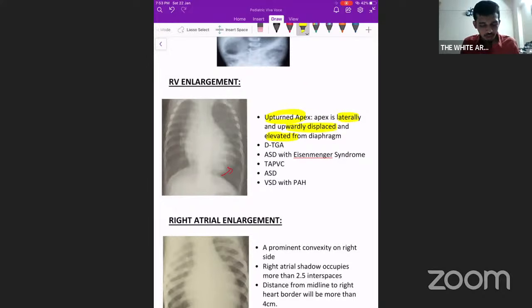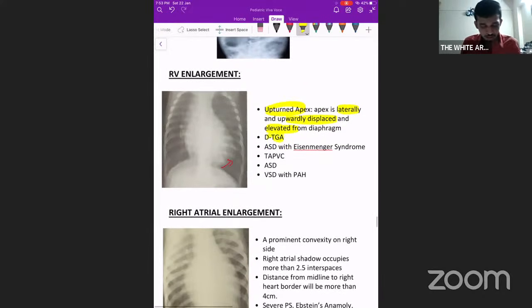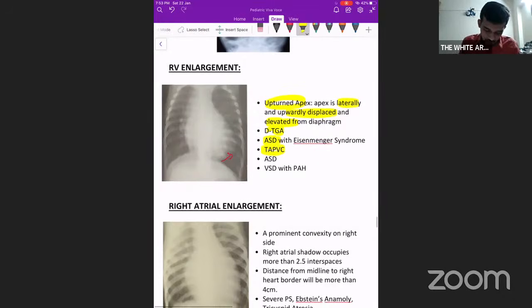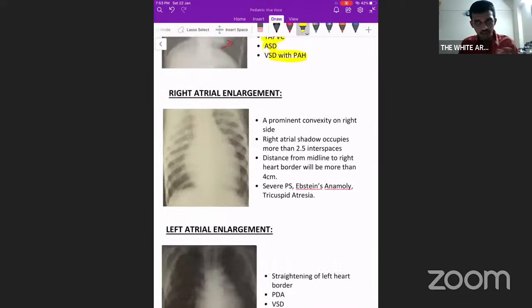And where can we see right ventricular enlargement? You can have it in TGA, or in ASD with Eisenmenger syndrome, or in a case of TAPVC because there's more flow to the right side of the heart, or in a case of ASD or VSD with pulmonary artery hypertension. These are a few examples.